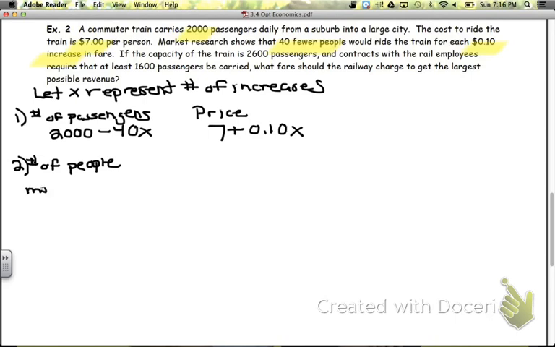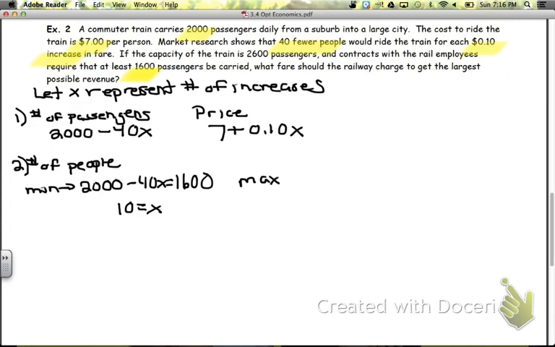So when we're talking about our minimum number of people, we know that at least 1,600 passengers need to be carried. So we set our 2,000 minus 40x equal to 1,600. We can do some calculations here and we get that x is equal to 10. That's just simple algebra, bringing things over left and right side.